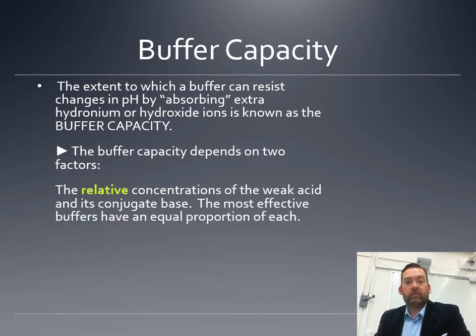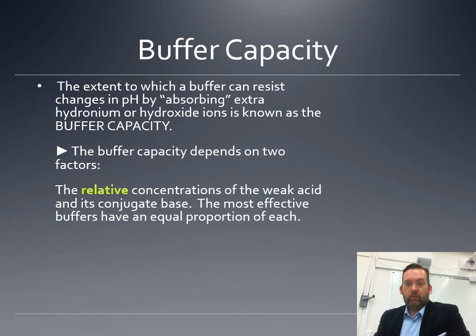One, the relative concentrations of the weak acid and its conjugate base. The most effective buffers have an equal proportion of each. Now that's not normal for a weak acid and its conjugate base. If you think about the equilibrium expressions and the Ka values, Kas are usually very, very, very small. That means the reactants are heavily favoured and there's hardly any products. Well, the buffer system is quite artificial in that way.